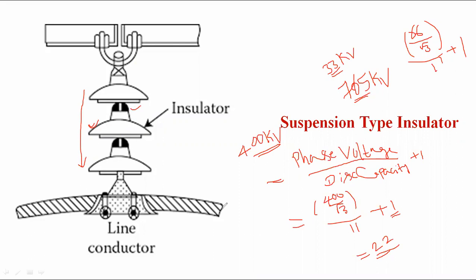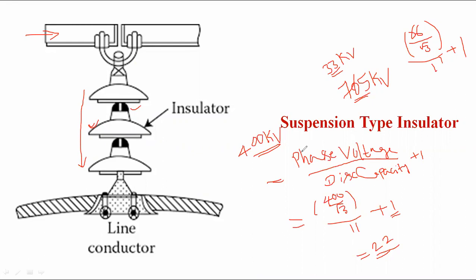But the toughened glass material is clearly visible to the naked eye if any air bubbles or any minute crack is present. The disc type or suspension type insulators are used in the horizontal plane, and the discs are connected in series. The steel tower position is the horizontal position. That is, the suspension type insulators are connected in the horizontal plane.